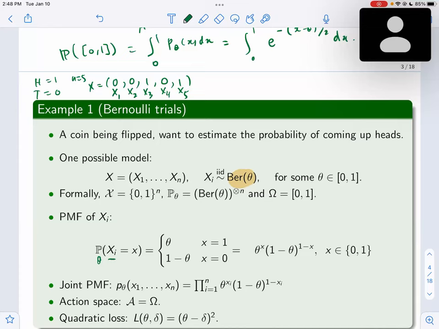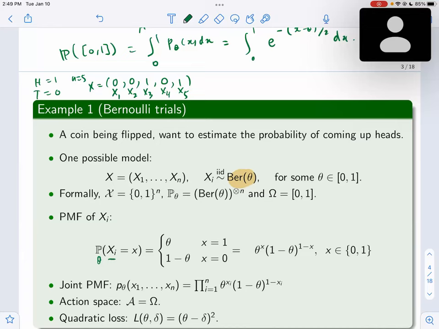This IID assumption is very common in most early statistics. You assume that you observe a bunch of random variables generated from an IID process, and there are n of them. That would be your sample size. But in the decision theoretic framework, the entire thing is one observation. So this x is a single observation in our language, but inside it is n binary observations.